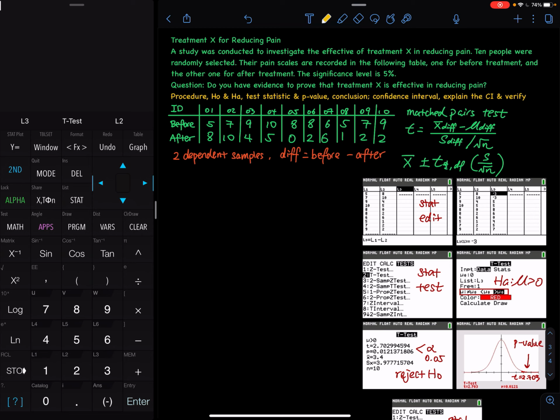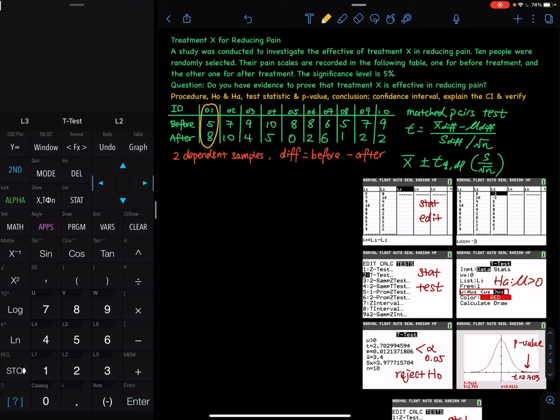This is a match pairs test because we have two dependent samples, one for before, one for after. Why are they dependent? So here is why. For the first person, the 5 and 8, they both belong to the same person. So that's what I mean by dependent.